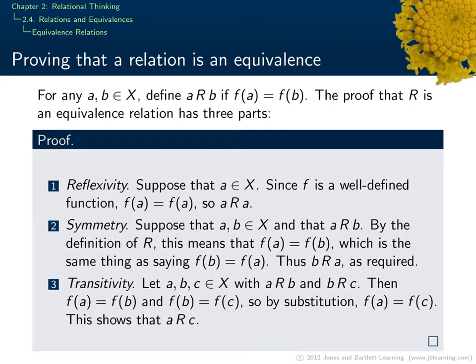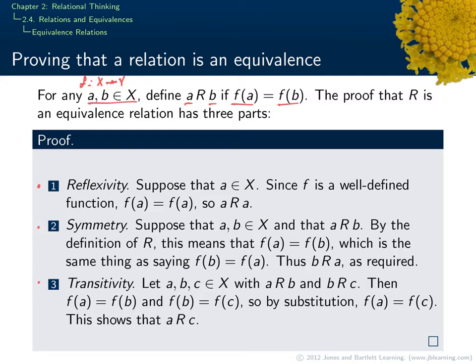On this slide, we continue to discuss the last example on the previous slide. Remember, we have a function f from X to Y, and we define a relation on X by a is related to b if the two output values, f of a and f of b, are equal. We claimed on the previous slide that this relation R is an equivalence relation, and now we're going to prove it. Remember that an equivalence relation has three fundamental properties. First, it's reflexive, then it's symmetric, and third, it's transitive.